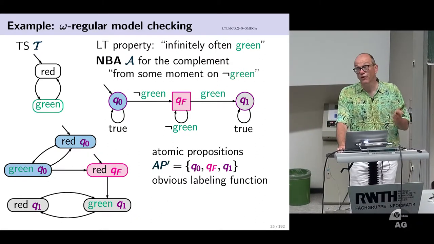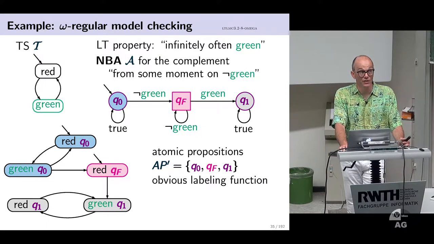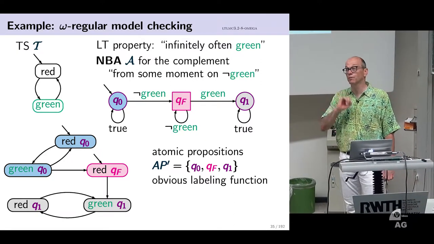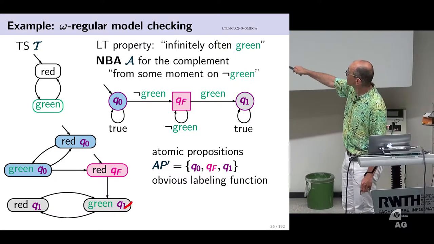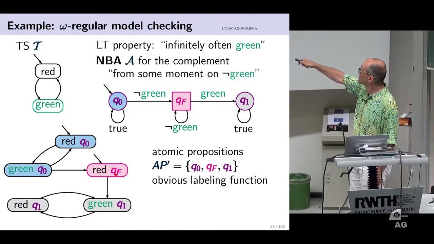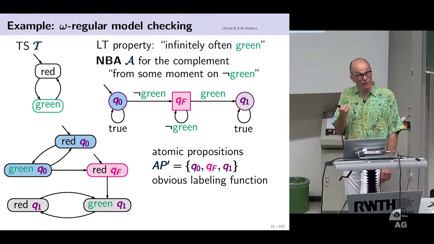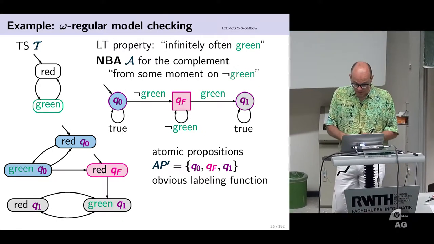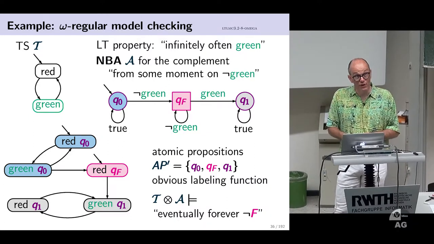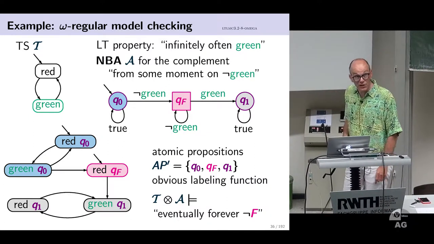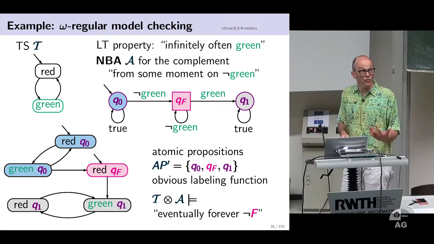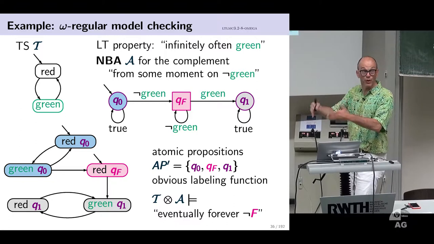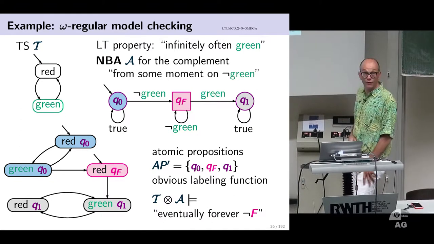So what is important? The important thing is, in my product, when do I reach an accepting state? Remember, an accepting state means bad. It means that we violate the property of interest. So in this product, the only state of interest is this state, because that's the only state where the second component is the accepting state of the property, I mean, of this NBA. Now, it's, I hope, intuitively obvious to see that in this transition system, we can reach an accepting state, but we cannot reach it infinitely often. So this transition system satisfies the property eventually forever not F.